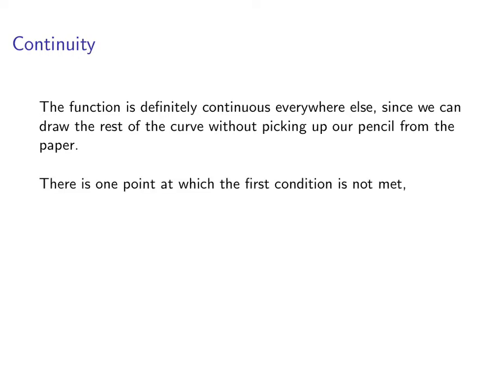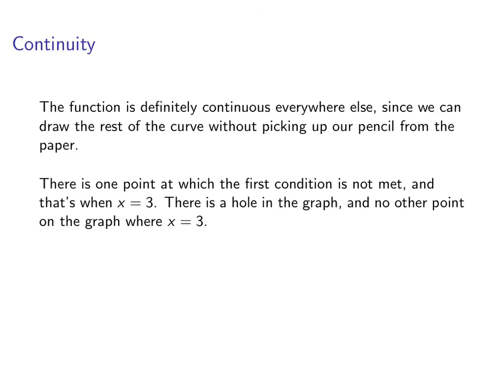Now there's one point at which the first condition is not met. That is, the one that says that the function has to be defined. That's when x is equal to 3. If you look at the graph, there's a hole there, and we haven't even redefined it anywhere else. That tells us that the function is discontinuous at x equals 3.